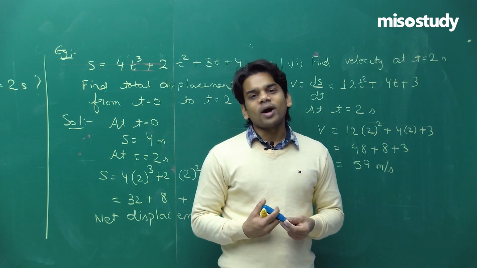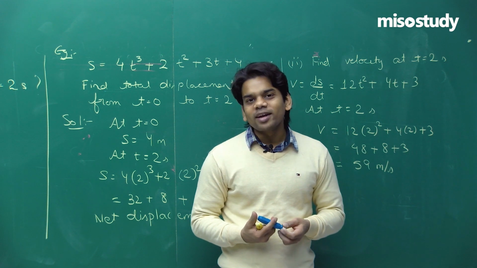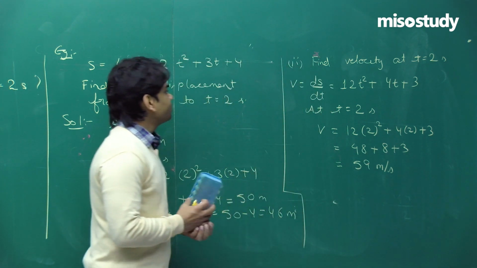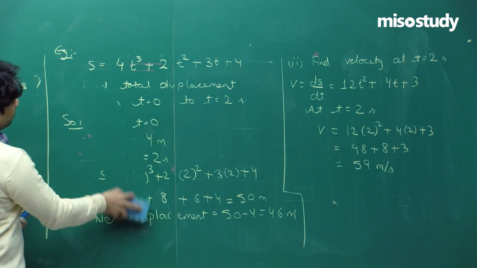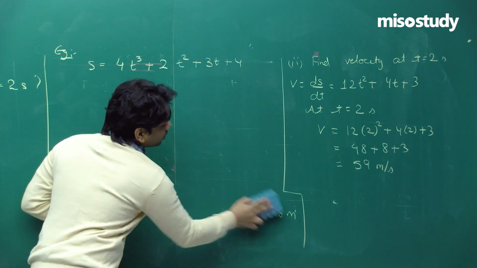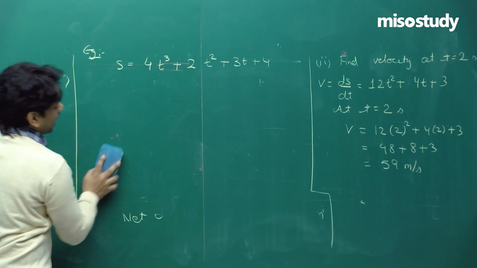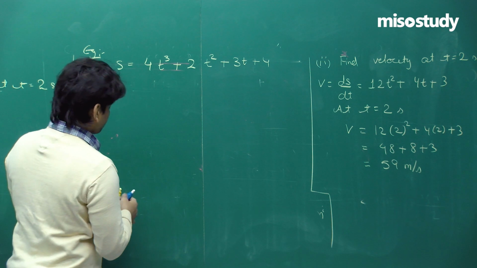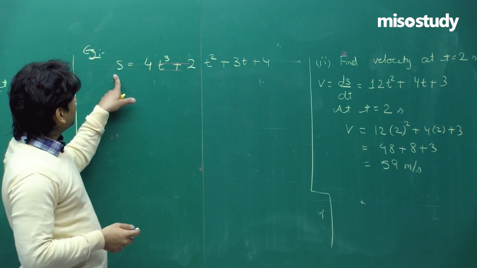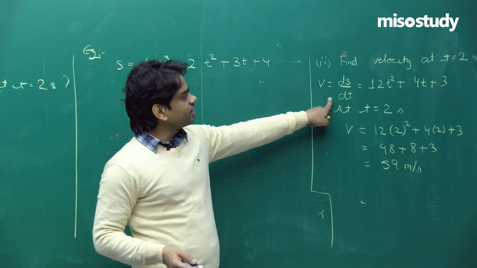Now suppose you are also required to find the value of acceleration at t equals 2 seconds. So let's do it here. I'm rubbing this part, keeping the equation as it is. So at t equals 2 seconds, we have to find the acceleration. So differentiate this equation again.